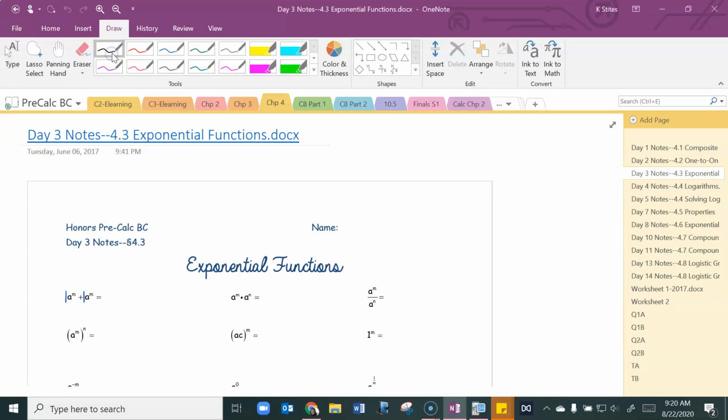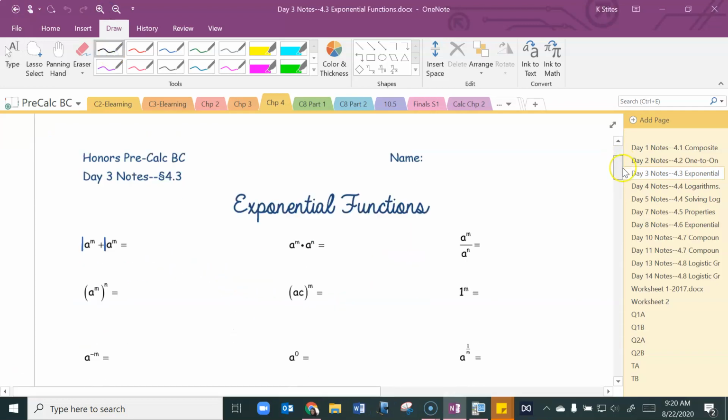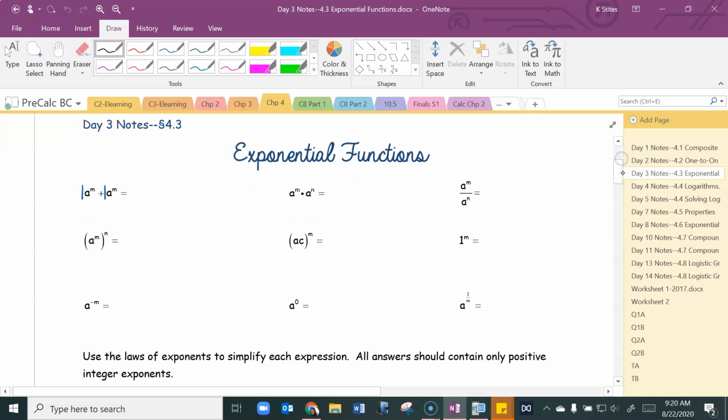Hello Pre-Calc PC. Today we are talking about exponential functions and we are going to start with a review of your laws of exponents. So we're just going to run through this first part since it should be primarily review from previous years. So here we have just combining like terms.